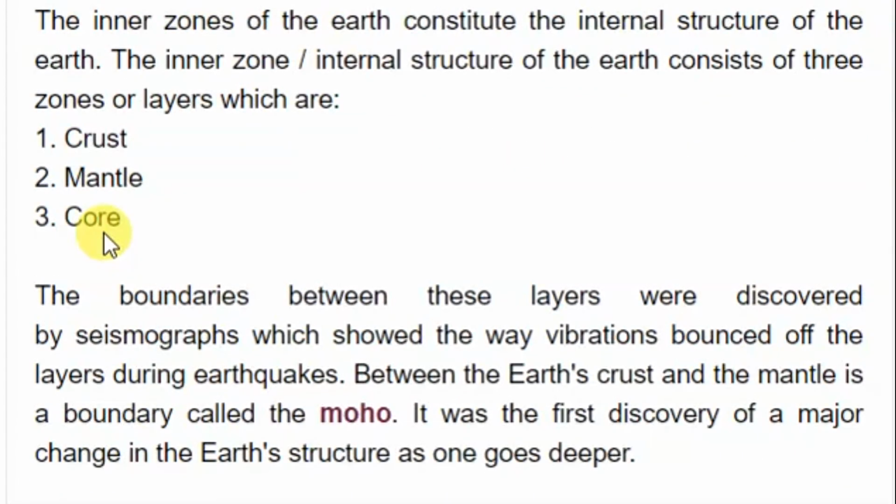Now, crust ndio kuanzia kwenye soil ambayo tunachimba kwenda downward. Then from there, mantle is in between, then core is inside. The boundaries between these layers were discovered by seismographs, which showed the way vibrations bounced off the layers during earthquakes. Between the earth's crust and the mantle is the boundary called Moho. It was the first discovery of a major change in the earth's crust as one goes deeper. So we shall discuss these boundaries later.